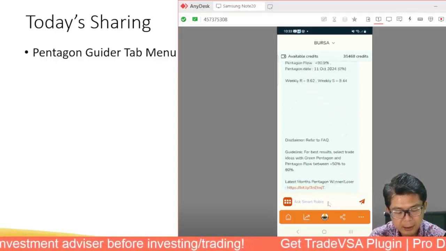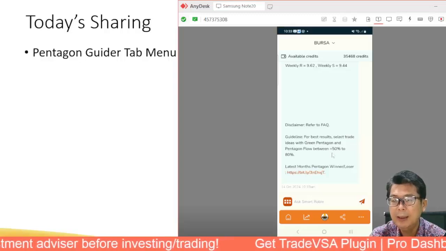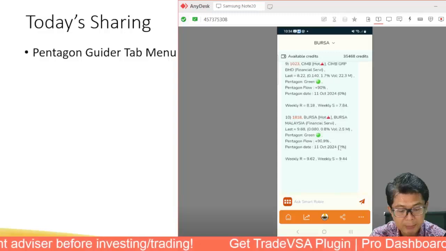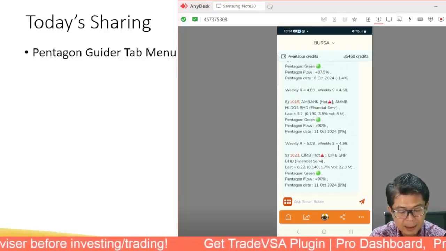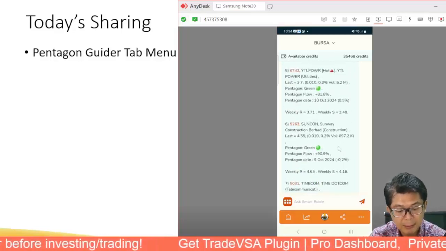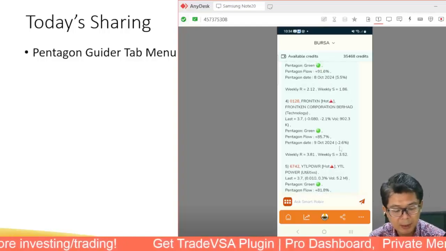We have 10. All right. And of course, there are some guidelines here for best results. Select between the green Pentagon and Pentagon flow between 50 to 80%. So this one you can see 90%, CIMB 90%, 87%. Time.com not too bad. 80%, 81 YTL Power. Oh, YTL Power finally turning green Pentagon.